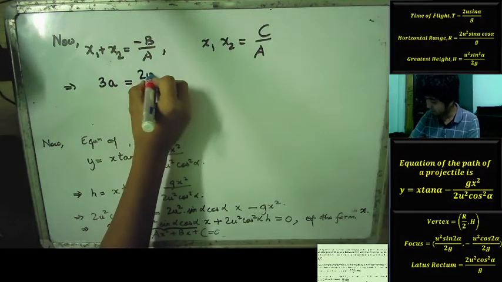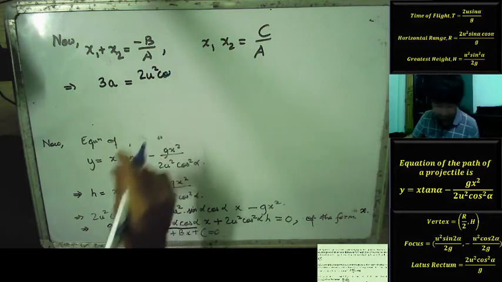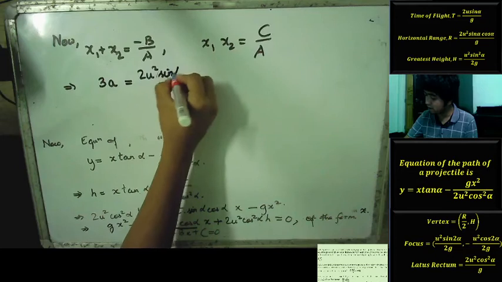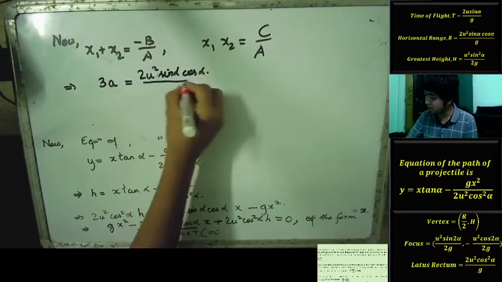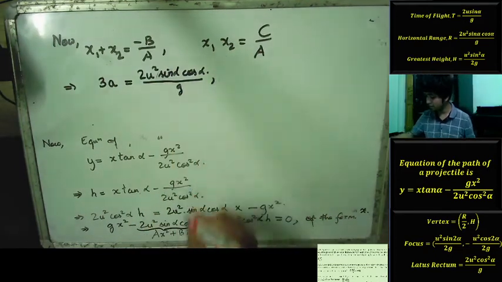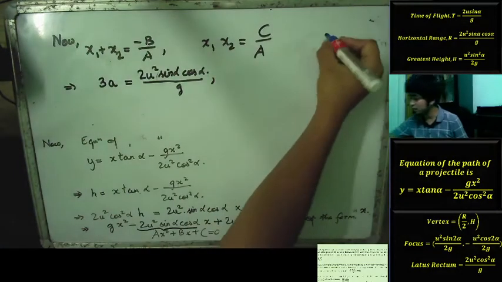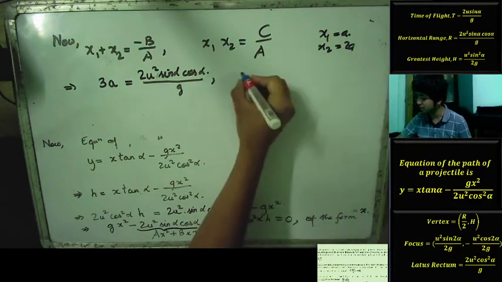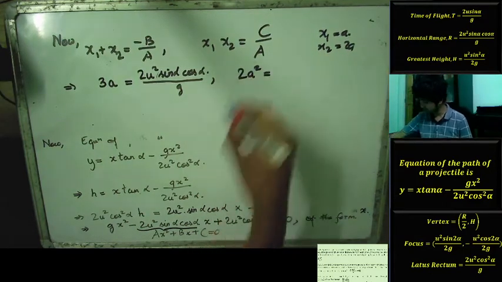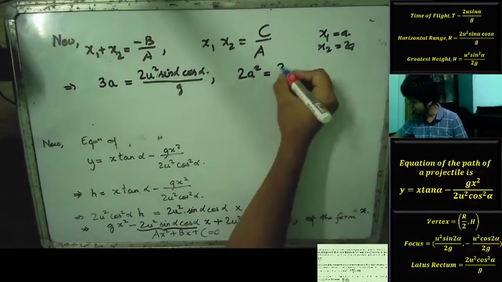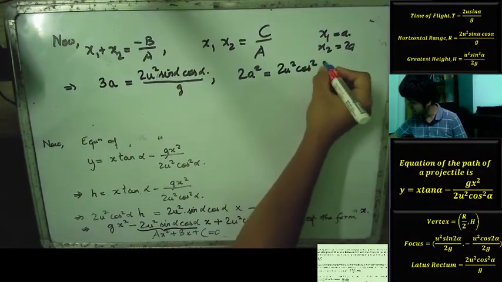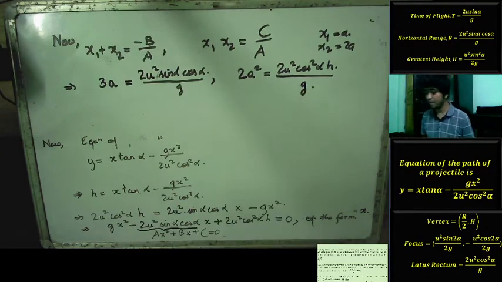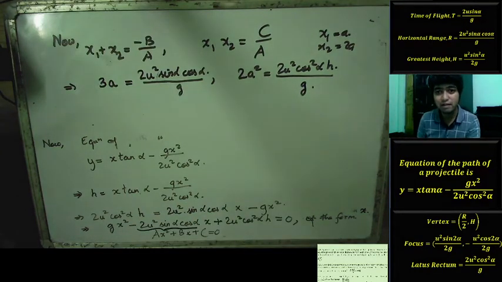So you will have 2u squared sin alpha cos alpha upon g. For the product, x1 was a and x2 was 2a, so x1 x2 gives 2a squared. And c upon a gives 2u squared cos squared alpha h upon g. So this is what we are having.